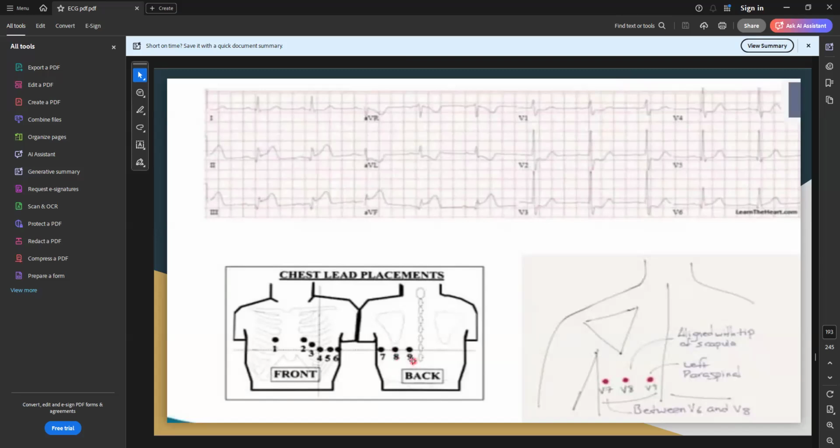Coming to lead 9. Here you have to place the electrode just lateral, just left to the spine. This becomes your electrode for V9, and this electrode will become V8, and this is V7.